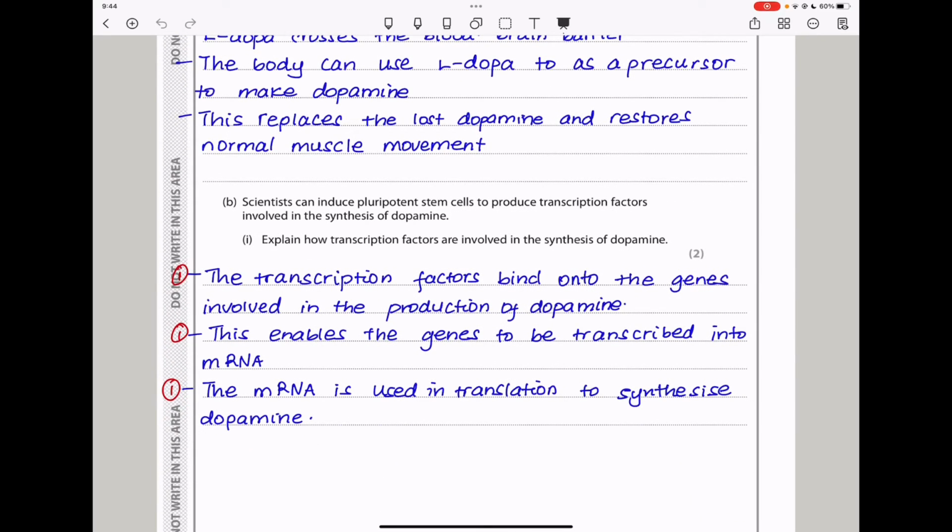Here they say scientists can induce pluripotent stem cells to produce transcription factors involved in the synthesis of dopamine. Explain how transcription factors are involved in the synthesis of dopamine.